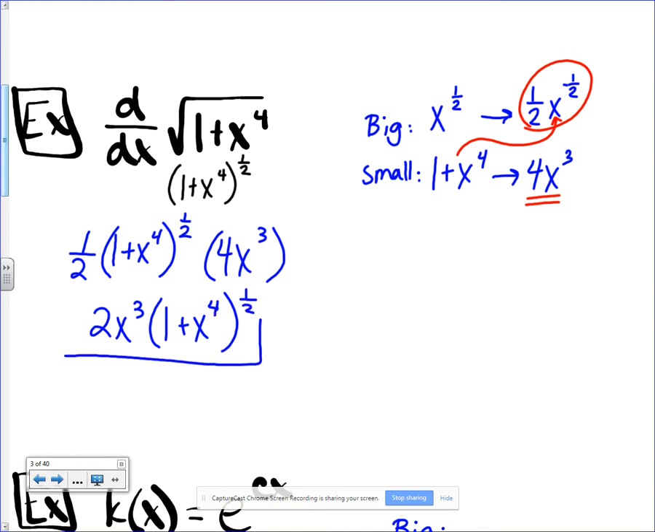Please do not try and distribute the 2x to the third. You cannot, because that parentheses is to the 1/2 power.